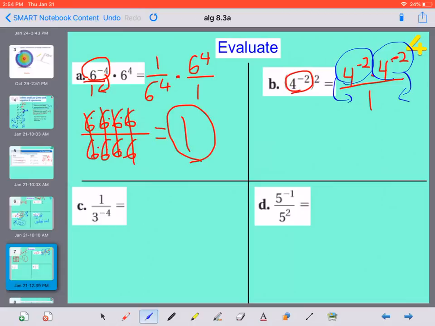I'm going to move and make positive, so now what we'd have is on the top 1 over 4 squared times 4 squared. This is saying that we have 1, 2, 3, 4 fours. So our answer would just be 1 over 4 to the 4th power.